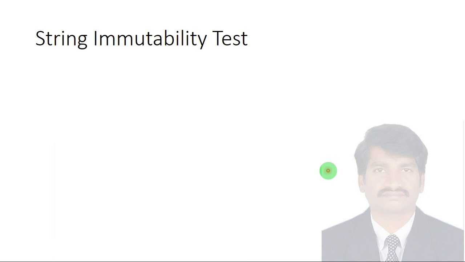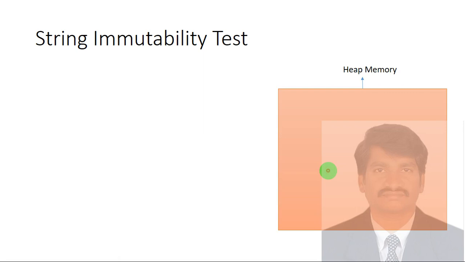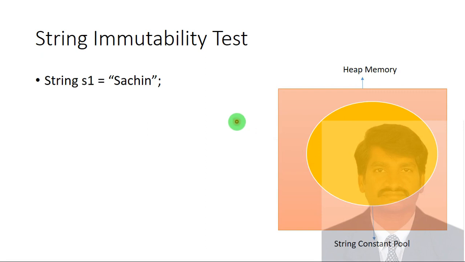Let us see, guys, the string immutability test. This is my heap memory and this is my string constant pool. Now I am going to create string s1 is equal to Sachin, using literals. So it will check whether an object with this content is present in the string constant pool or not. Since it is not present, it will create Sachin and s1 will point to Sachin.